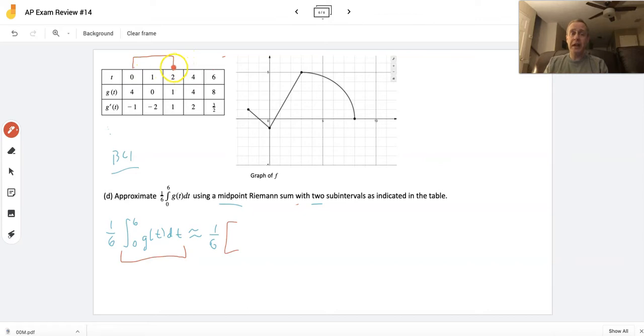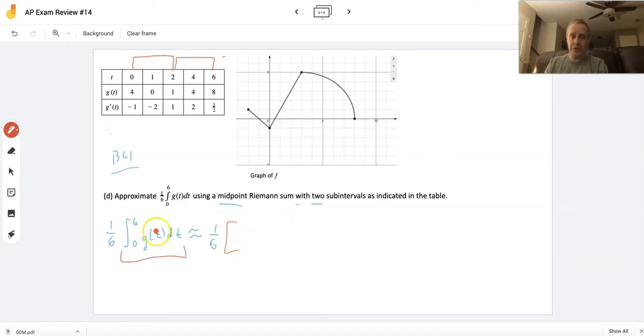But then my second interval, and this is where students get tripped up, you always start off where you left off from your prior interval to get the next interval when doing a midpoint approximation. So my next interval is going to start here at t equals 2, and then I'm going to skip over 4 and go to 6. From 2 to 6, that's going to be my second interval, where 4 is directly in the middle between 2 and 6.